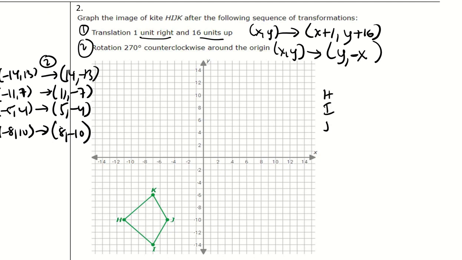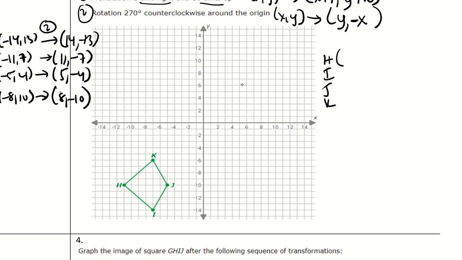H, I, J, K. So the coordinates of H are -11, -10. Coordinates of I are -7, -14. Coordinates of J are -5, -10. K is -7, -6.